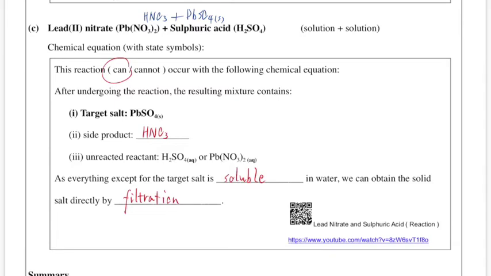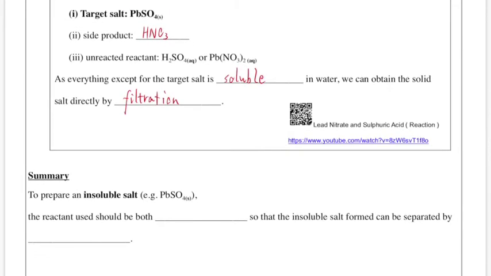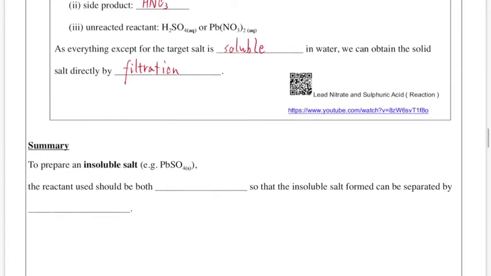Okay, so using the funnel and filter paper. After going through these two, I believe you can see the trend. In order to prepare an insoluble salt, e.g. lead-2 sulfate or magnesium carbonate, we should use reactants that are in aqueous state, so they should both be solutions, so that the insoluble salt formed can be separated by filtration.